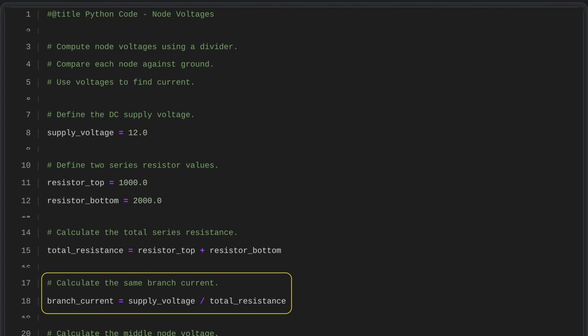In a series circuit, the current is found by dividing the supply voltage by the total resistance. This same current flows through every resistor, and it can then be used to find node voltages and the power dissipated in each resistor.